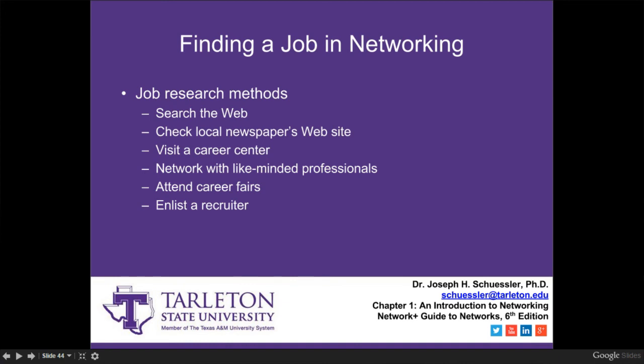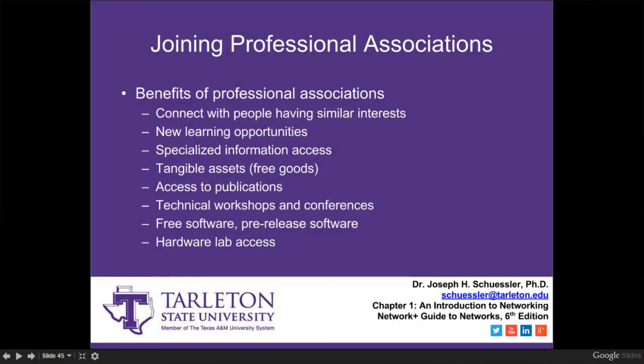Network with like-minded professionals. So attend some of the career fairs I was just talking about with the Career Center. But network with like-minded professionals. Follow them on Twitter. Attend conferences. Follow them around career fairs if you happen to run into any of them there. Get their cards and talk to them. And then lastly, enlist a recruiter. I'm not a big fan of this option, but it is a potential option, so be aware of that.